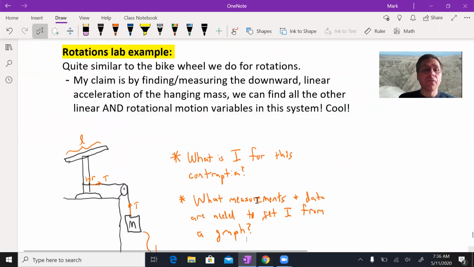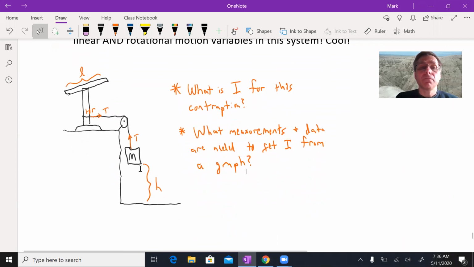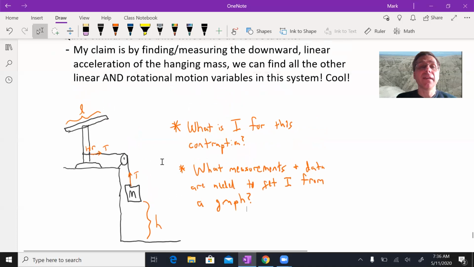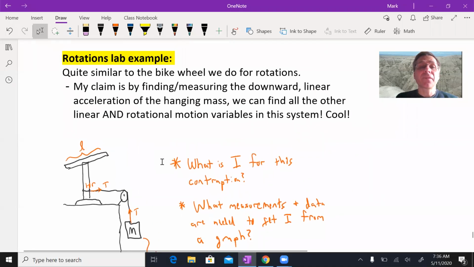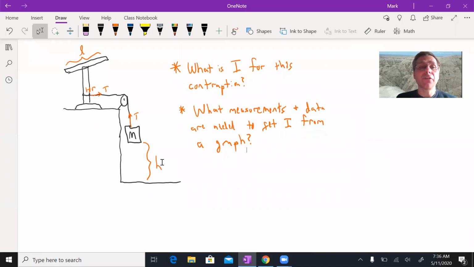Some of the things that we can define here, the things we can actually measure: we can measure the height, how far this hanging mass is going to fall. We can time it. If it's a constant acceleration, and we know time and distance that you fall, we've got kinematics equations where we can get the linear acceleration from this. My claim is, if we can find the linear acceleration of the hanging mass, we can find everything about the motion of the system. Let's walk through how you do that.